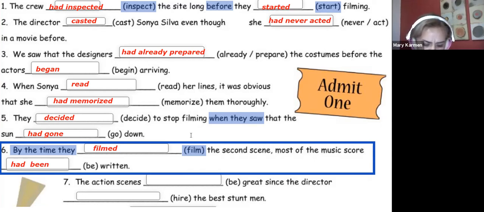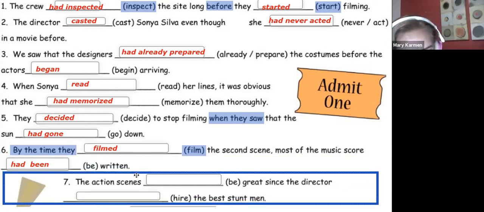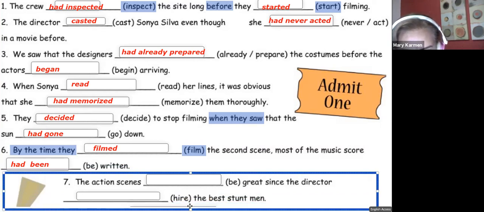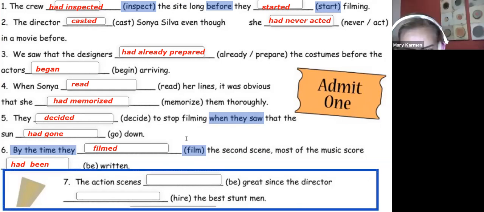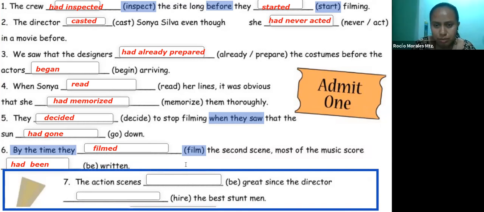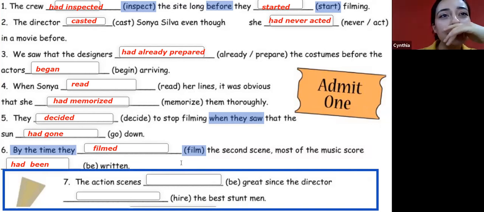Great. Now Rocio, Mari Carmen, Cynthia, work together, and can you please give me number 7? The action scenes were great since the director hired the best stuntman. I think the clue is since, right? Yes. This is had been. Had been great. And I can see the other part.